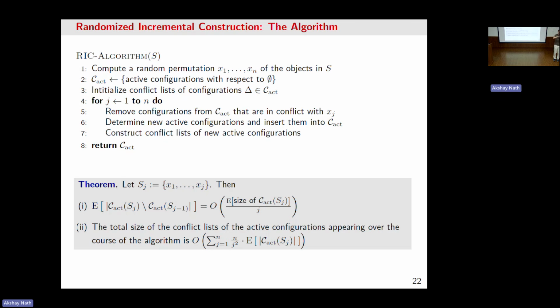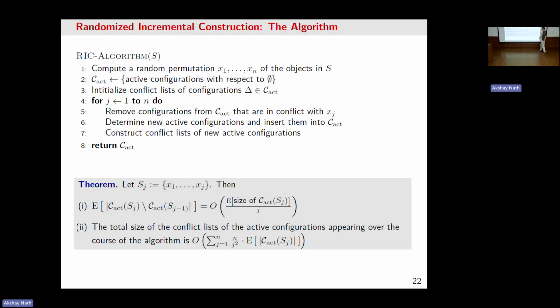Then I have to determine the new configurations, which depending on the problem could be easy or difficult. For sorting, it's just splitting the interval into two. After I've computed the new active configurations, I have to find their conflict lists. Hopefully you can compute these conflict lists from the conflict lists of the things you destroyed. If you had to do that from scratch, things are not efficient.